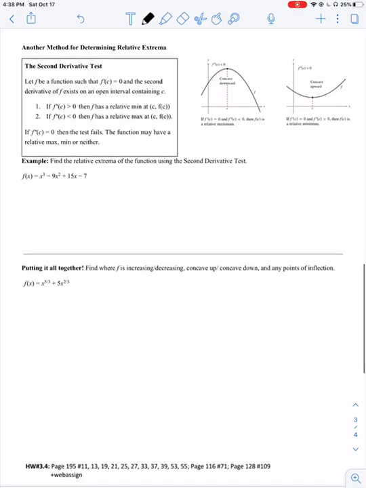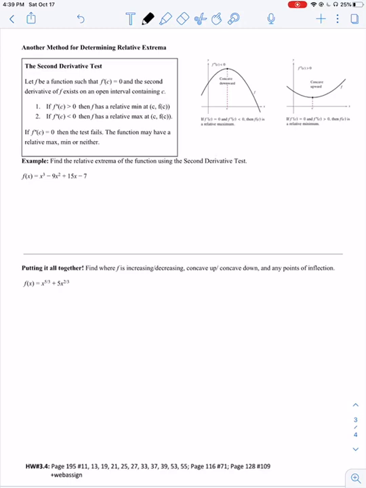Okay, moving on. So we're almost done here. We're going to talk about the second derivative test, and then we're going to do one example that's a bit more complicated, putting all of these concepts together. So this is the second derivative test, and we'll talk more in class about when you would use the first versus the second. But the second derivative test says let f be a function such that f prime of c equals 0. So the first derivative equals 0, and the second derivative exists.